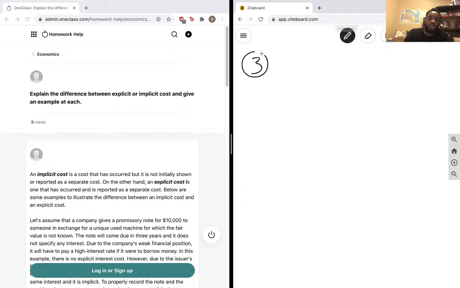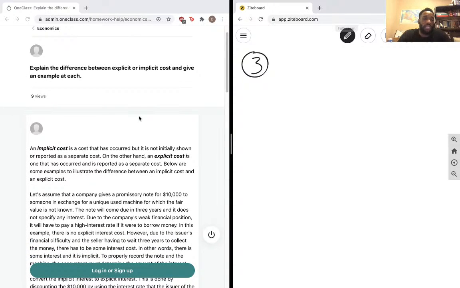Question number 3. Explain the difference between explicit and implicit cost. Give an example of each. An implicit cost is a cost incurred but not initially shown or reported as a separate cost. On the other hand, an explicit cost is one that has occurred and is reported as a separate cost. Below are some examples to illustrate the difference between implicit and explicit costs.